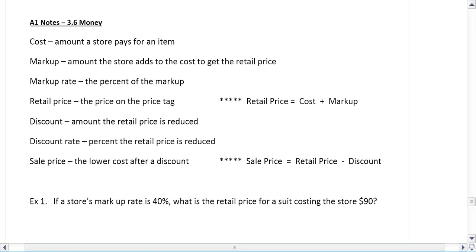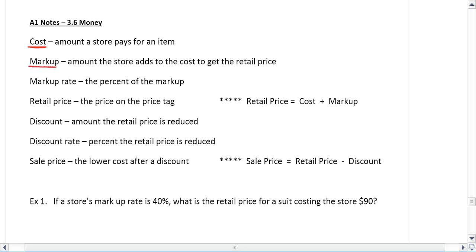So first we need to know some terms. Some of these are familiar, some maybe you haven't heard of. Of course, the cost. Now, cost isn't what you pay for something in this context. Cost means how much a store owner pays to buy an item from their supplier. So of course, whatever they buy the item for, they're going to have to raise that price to sell it so they can make a profit, or they wouldn't stay in business.